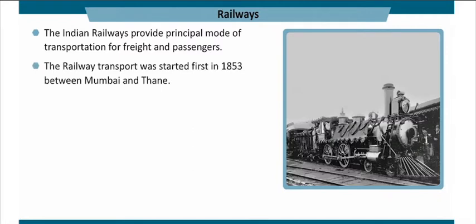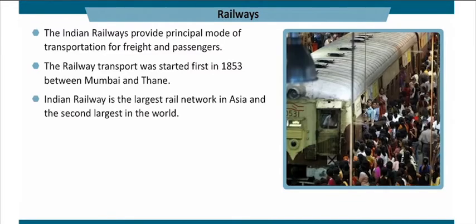Railway transport was started first in 1853 between Mumbai and Thane. The railway systems in India were nationalized in 1951 as one unit called the Indian Railways. Indian Railways is the largest rail network in Asia and the second largest in the world. It covers the length of over 63,273 km, connecting 7,025 stations. Indian Railways helps in commuting 20 million passengers and more than 2 million tons of freight daily.